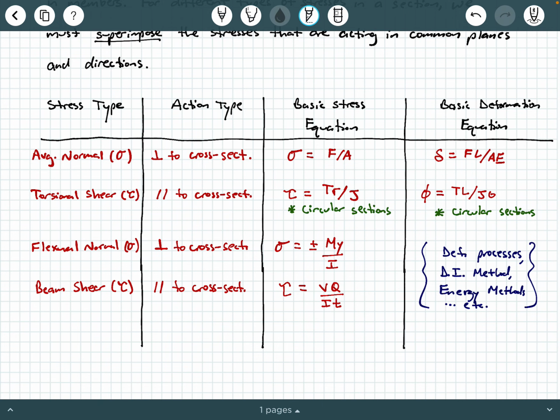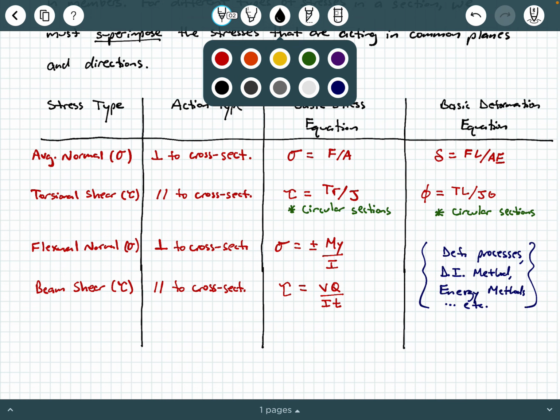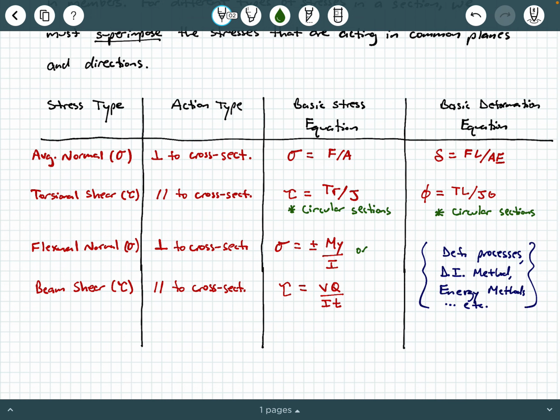For flexural normal stress, our third type of stress, we designate that with the Greek letter sigma, and that's also perpendicular to the cross section, a lot like average normal stress, except it's not uniform. This is a non-uniform stress distribution for flexural normal stress. Specifically, it's a linear stress distribution. Now, we typically have a plus and minus associated with that, and that's going to be equal to My over I. And I'm going to put another note here: or Mx over I.